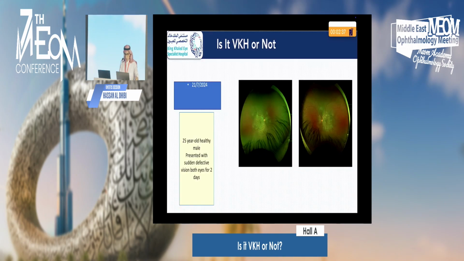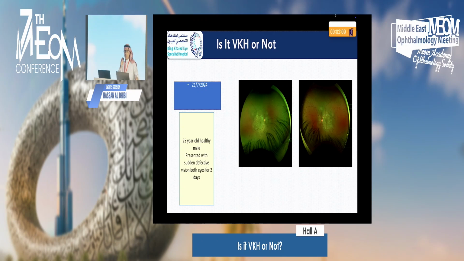Yes. So I will start with this patient, a 25-year-old healthy male who presented with sudden defective vision in both eyes for 2 days. Examination showed visual acuity of 20/200 in both eyes. Intraocular pressure was within normal limits, anterior chamber deep and quiet. Upon examination of the fundus, you see this ugly-looking fundus with multiple areas of exudative retinal detachment.